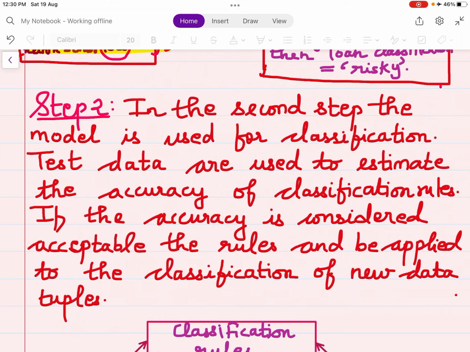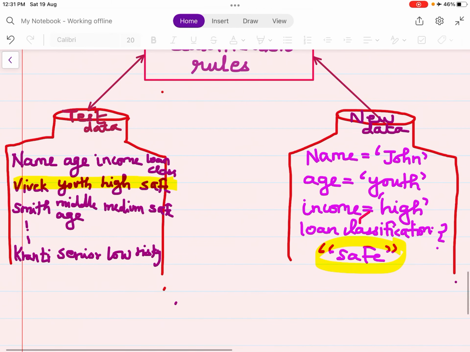Test data are used to estimate the accuracy of classification rules. So now we have a test data. We have to understand whether the rules are proper or not. Whenever a model is launched, we always do testing whether it is correctly working under all circumstances, under all environmental conditions. So that test data will be used to estimate whether the classification rule which the classifier model has given is correct or not. If the accuracy is acceptable, then the rule will be applied to a new data tuple. Thank you.